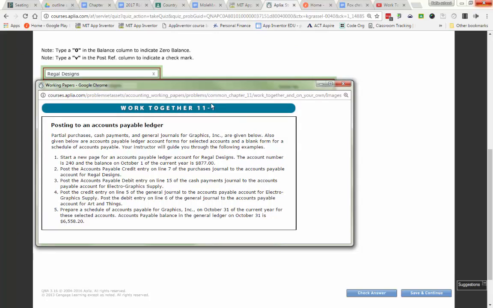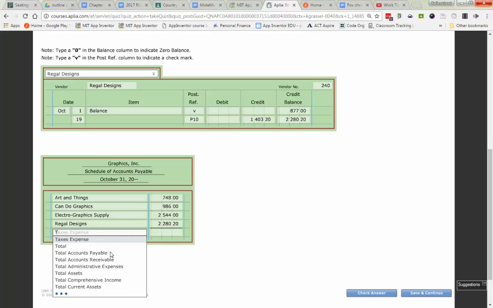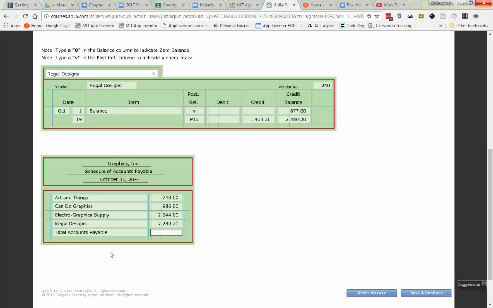When I look at my directions, it gave me an important piece of information. Right here, it says in my general ledger, the account title of accounts payable is $6,558.20. When I go through and add up this amount here, it has to equal my controlling account, accounts payable. If it doesn't, there's a mistake somewhere. Now, below where it says Regal Designs, I have to put in the words total accounts payable, not totals. You put in total accounts payable. And then you'll go through and do the math.